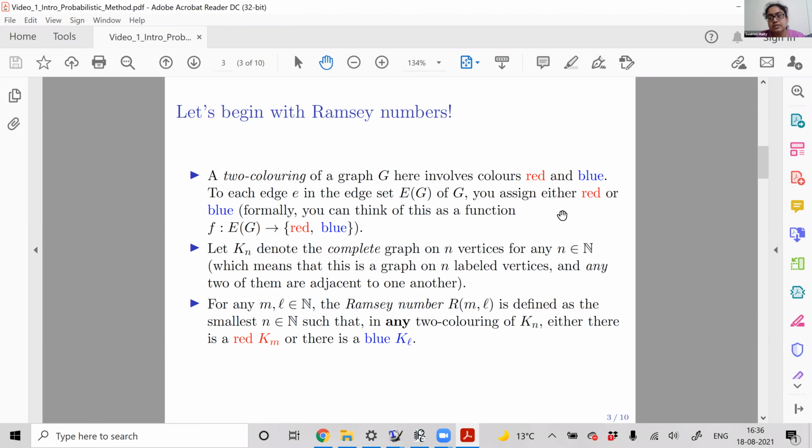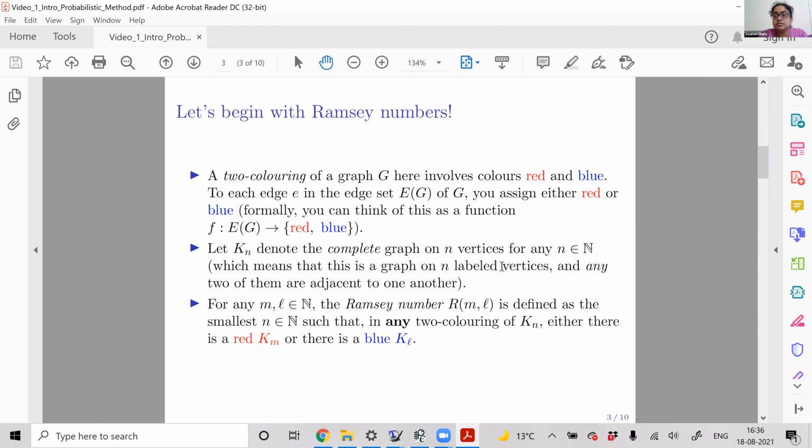If you are comfortable with it, you can formally think of this as a function f that goes from the set of all edges E(G) to the set {red, blue}. So this is what a two-coloring is, and this is what's going to constitute the crux of the problem. Let K_n denote the complete graph on n vertices.